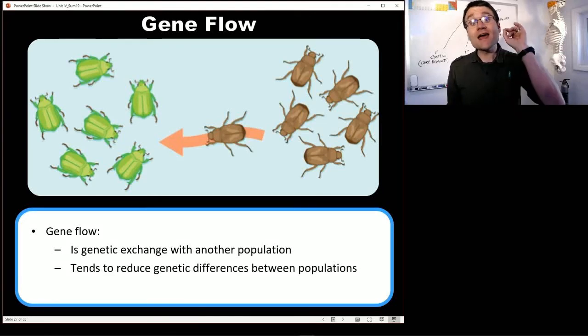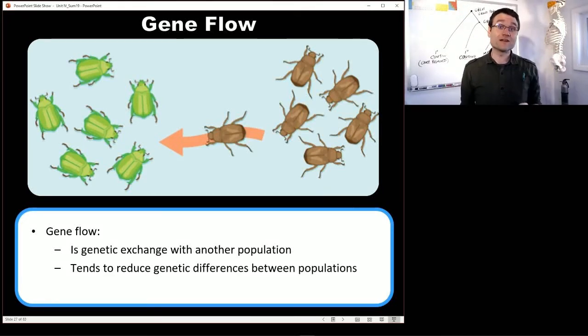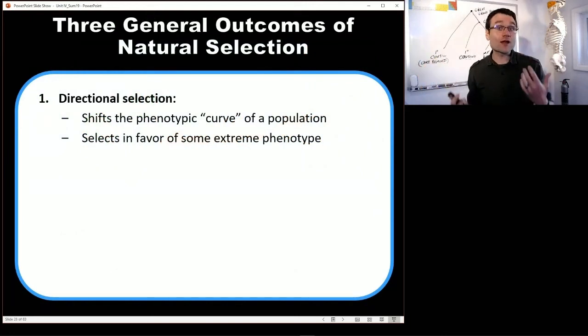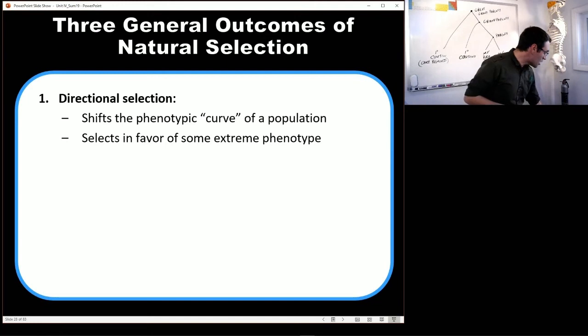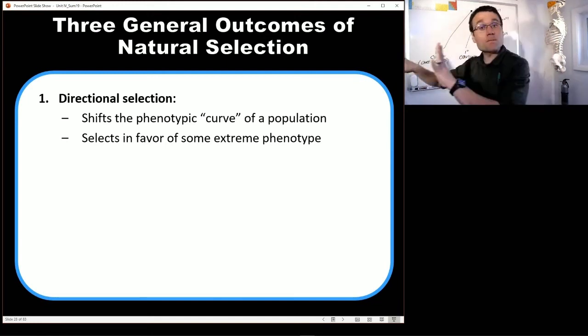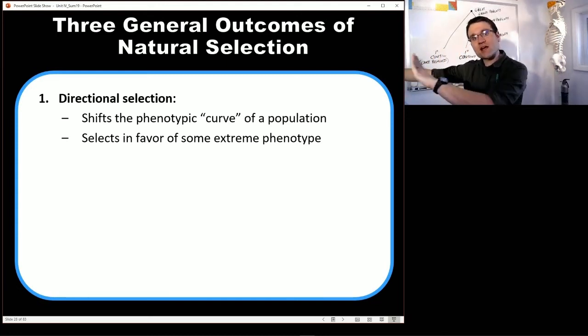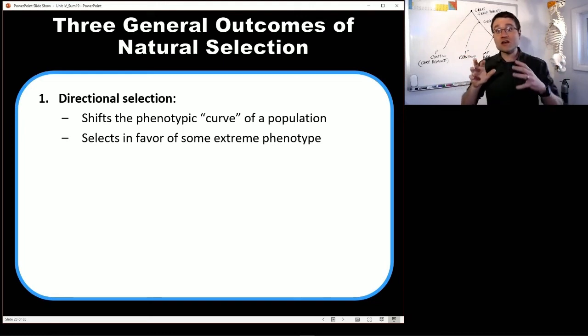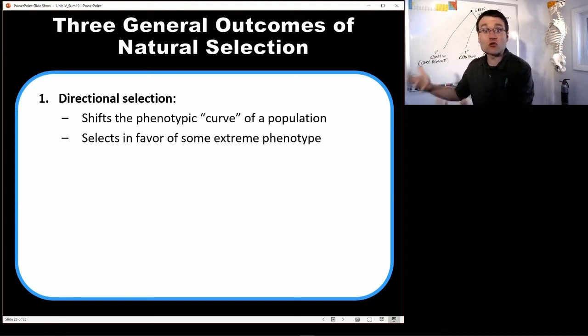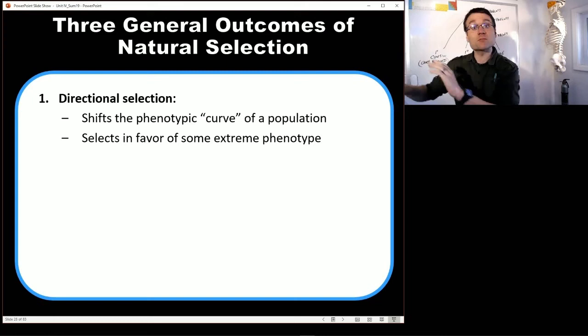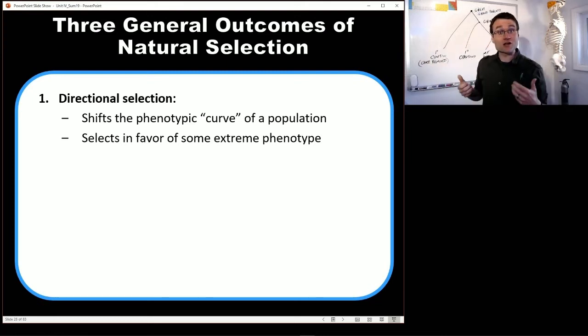But let's take a look at 3 different possible results of natural selection. The one that we've been talking about so far is actually referred to as directional selection. In directional selection, we are pushing the average appearance or the average traits of a population in one particular direction. We're shifting the phenotypic curve to some extreme. Say organisms are getting bigger and bigger and bigger, or their color is changing. They're getting more and more green over time. We're pushing them to the green end of the spectrum. We're pushing them to the large side of the phenotypic curve there.